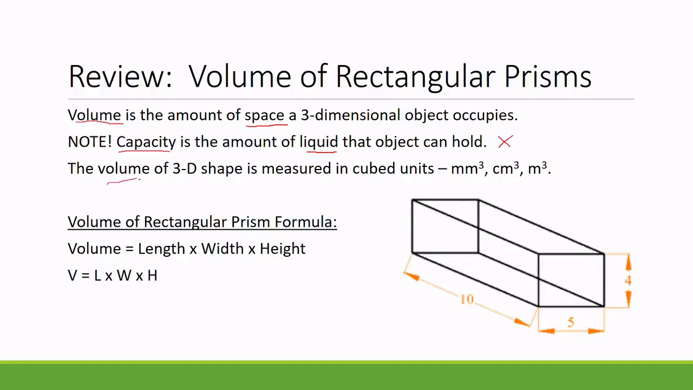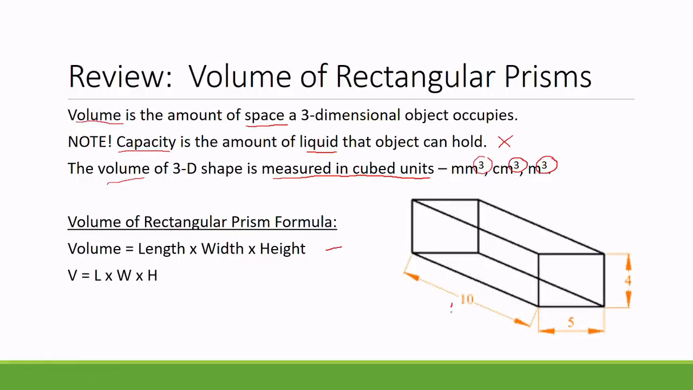The other thing about volume is that the units are cubic units or cubed units, like millimeters cubed, centimeters cubed, meters cubed. Okay. We then went through two formulas. The first one, which you should know, is to find the volume of a rectangular base prism, you multiply the length by the width by the height.